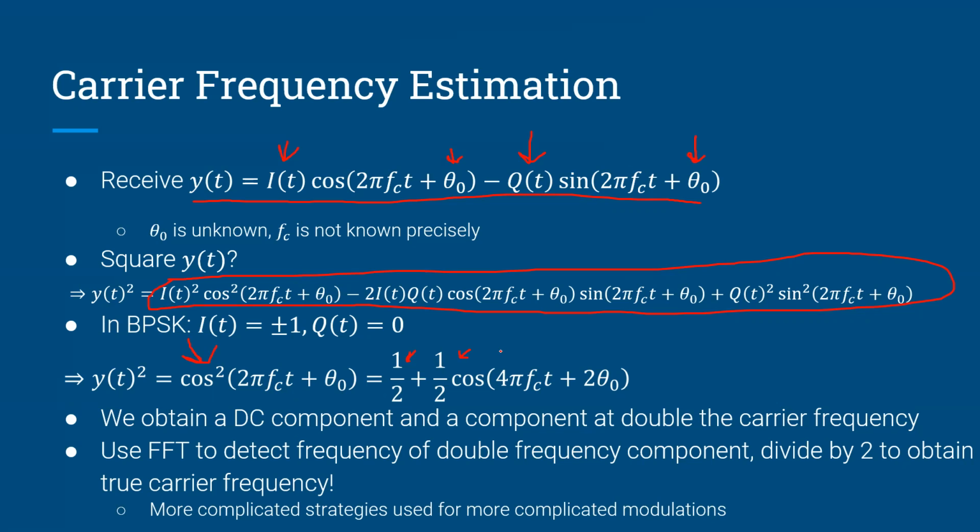Right? And of course, in doing this, I made the assumption that we're using BPSK, but for other modulations, there are more complicated things you could do. For example, you could raise y to the power of 4 instead, and that'll get you the same thing, I think, for 4-QAM as an example. So any questions about that? Okay.